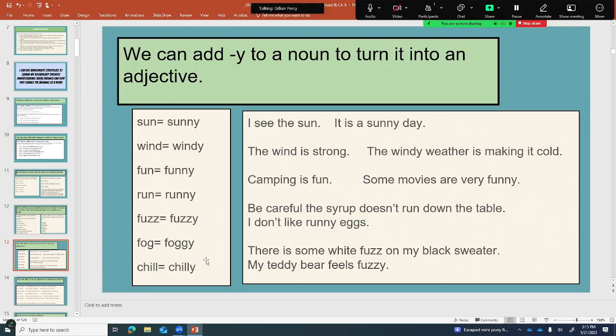Be careful the syrup doesn't run down the table. I don't like runny eggs. There is some white fuzz on my black sweater. My teddy bear feels fuzzy.